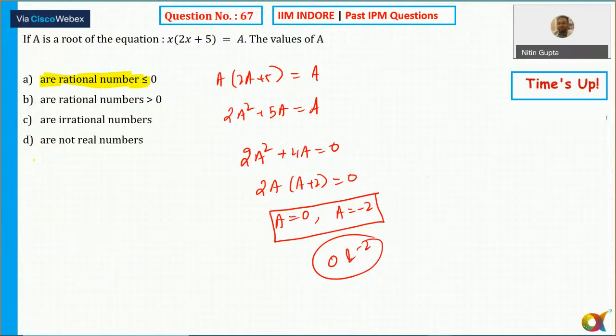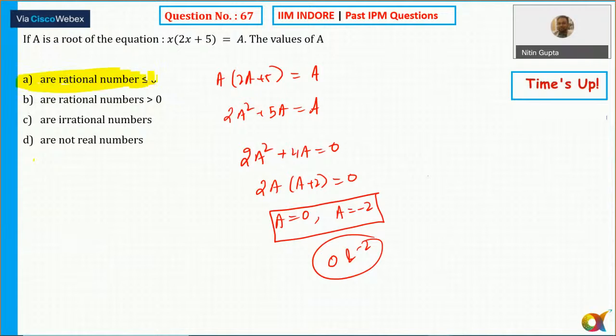How can you say that 2x plus 5 equal to 0? Where is it given, Jatin, that 2x plus 5 is 0? It says A is a root of this equation. So A should satisfy this equation. That's it. How can I say that 2x plus 5 is 0? No. The two roots are 0 and -2.